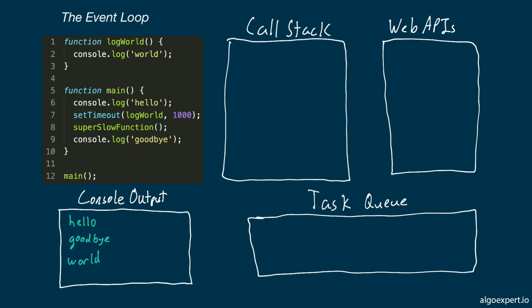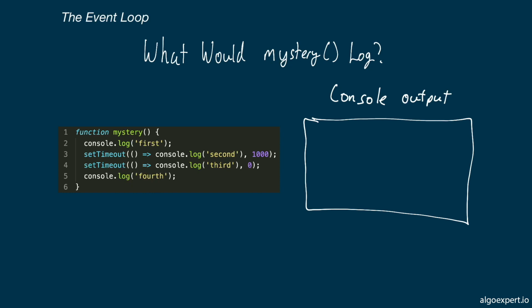Okay, so now let's take a look at a bit of a challenge problem. Here we have a mystery function, and we want to figure out what the order of the console logs will be. So first, we console log first, and this will get logged straight out because it doesn't have any asynchronous code, no calls to set timeout or anything like that.